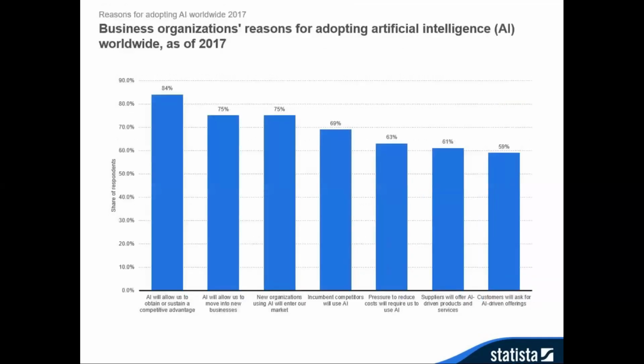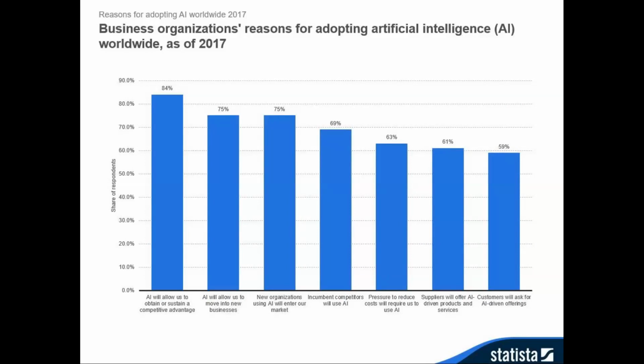We also notice that people have a lot of reasons for adopting AI, and I think this is a very interesting slide. Number one, AI will allow us to obtain or sustain a competitive advantage, allow us to move into new businesses. New organizations are going to come up that are competitive. They're going to be using AI. Our existing competitors are going to use AI. We're going to be forced on costs. People who use AI to automate those intellectually routine tasks are generally going to be able to control their costs more effectively.